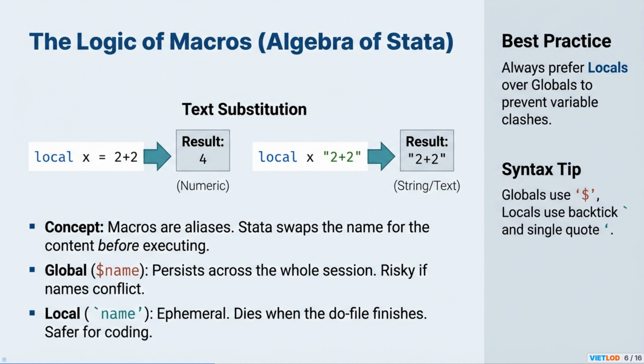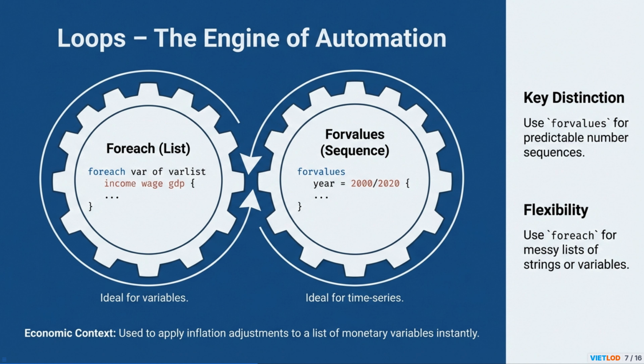We have 2 main types of macros. Global macros, which are referenced with a $ sign, like $name. These persist throughout your entire Stata session. While sometimes useful, they can be risky because another do file or part of your session could accidentally overwrite them, leading to hard-to-find bugs. In contrast, local macros, referenced with a backtick and a single quote, like `name', are ephemeral. They exist only until the current do file or program finishes running. This makes them significantly safer for coding and is the highly recommended best practice to prevent variable clashes. Remember, always prefer locals over globals for robust and reproducible code.